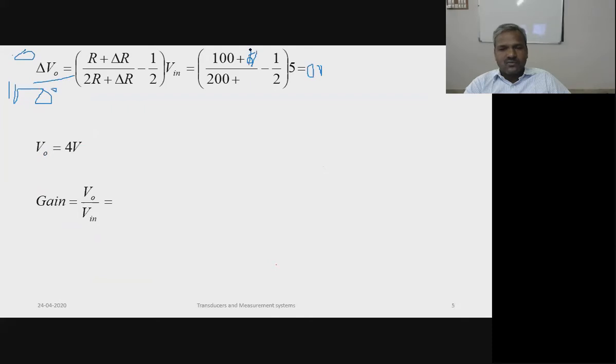You just substitute here 100 plus 180, or 80. Okay, 80 is the del R. So 80 divided by 280, that is 200 plus 80. If you calculate like this, what do you get? 180 divided by 280. Please calculate and tell me, anyone?